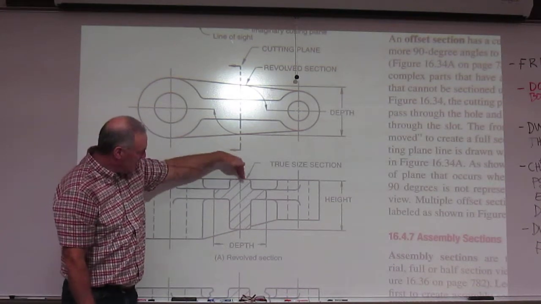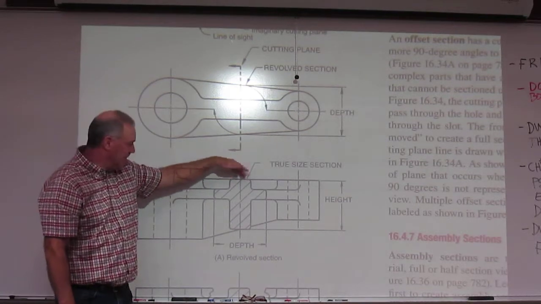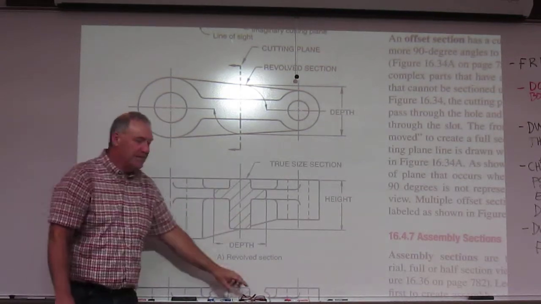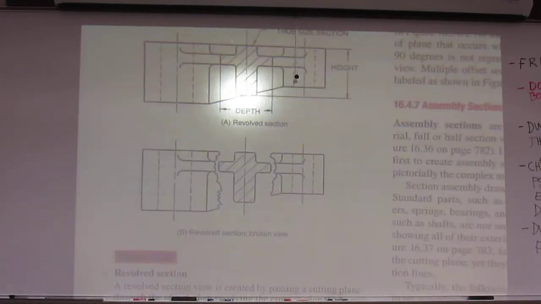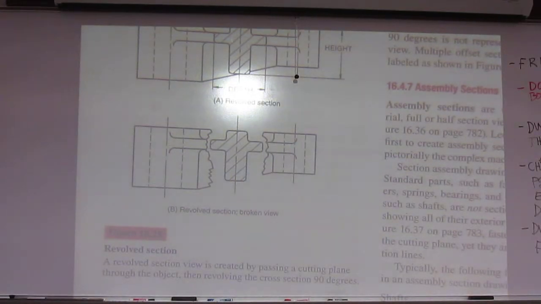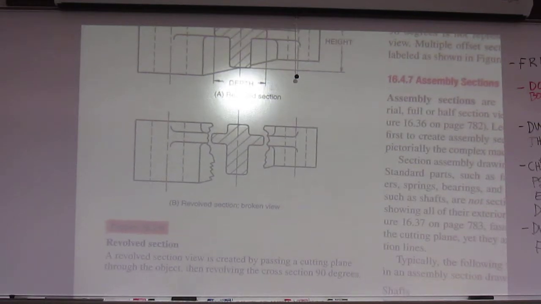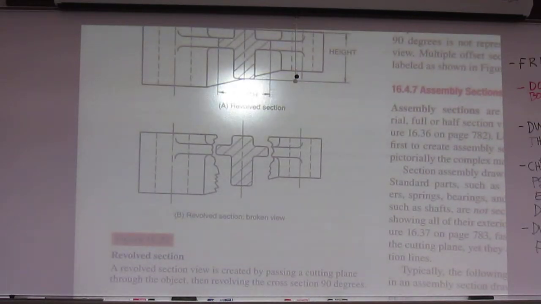Now, we can put it just like this, right on the object. You can see how everything lines up. The preferred way is actually shown right underneath it. This is a little bit easier to read. Amy, we're in chapter 16 on page 778. This would be the preferred way to show it.